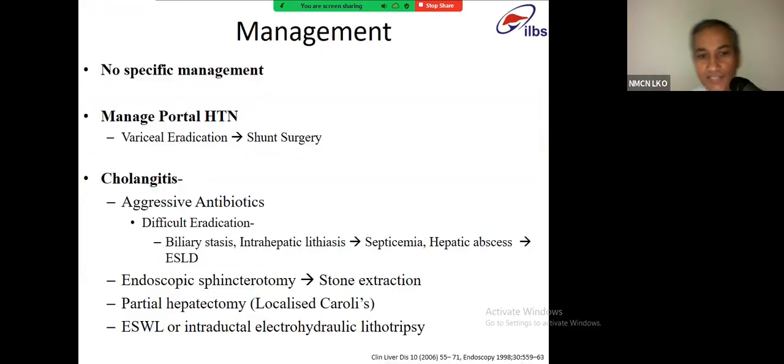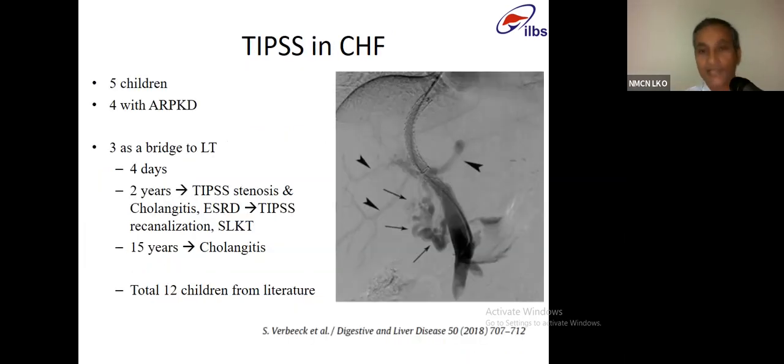How to manage? The portal hypertension is managed by endotherapy. Subsequently, there is evidence in the literature that some of these patients may be subjected to shunt surgery. Cholangitis is managed with antibiotics, and if there is associated hepatolithiasis, that is managed by endotherapy. If there is partial localized Caroli's, that can be managed with partial hepatectomy, and hepatolithiasis can also be managed by ESWL.